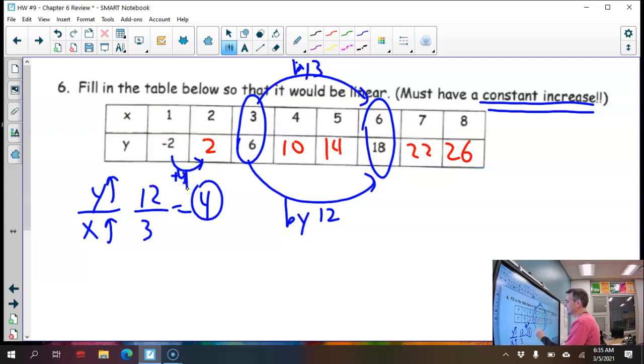Oops. Negative 2 plus 4 is how I got the 2. And then we add 4, and that seems to work, 6. And we added 4 and got 10. And we added 4 and got 14, and so on, right?